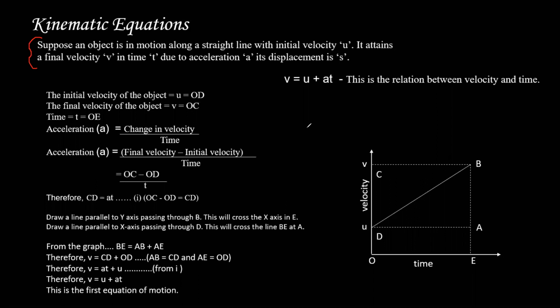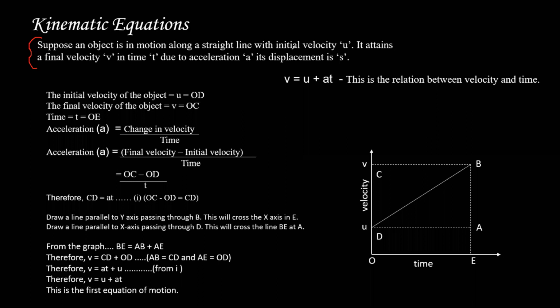Suppose an object is in motion along a straight line with initial velocity u. It attains a final velocity v in time t due to acceleration a. Its displacement is s. Okay, thank you so much, Prathamesh.